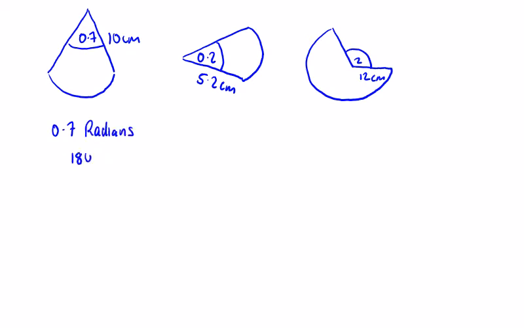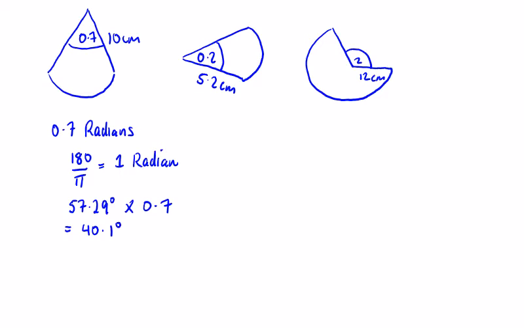Well, we know 180 divided by pi is 1 radian. So it's kind of handy to have what 1 radian is as an approximation. So divide 180 by 3.142. You get 57.288. So we'll call it 57.29 degrees. So if that's 1 radian, if we multiply that by 0.7, we'll get what 0.7 radians is in degrees.